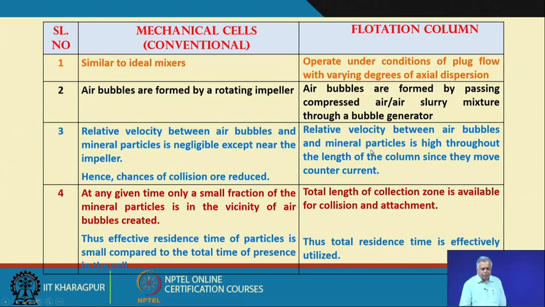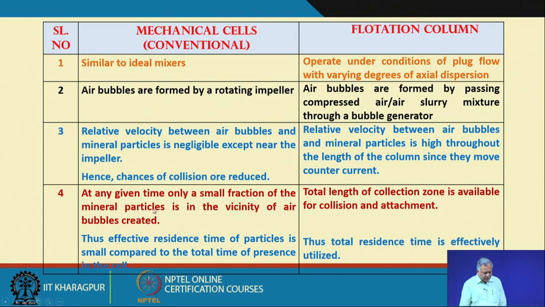In the flotation column, the relative velocity between air bubbles and mineral particles is high throughout the length of the column, since they move counter current. The particle is trying to go down, the bubble is trying to go up. So, the relative velocity differences are very high.